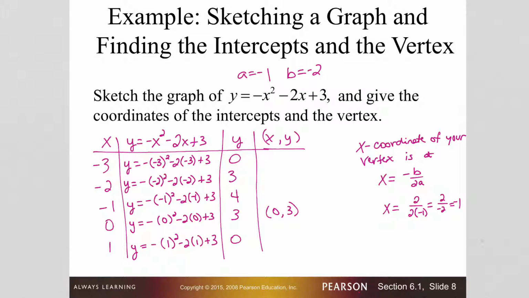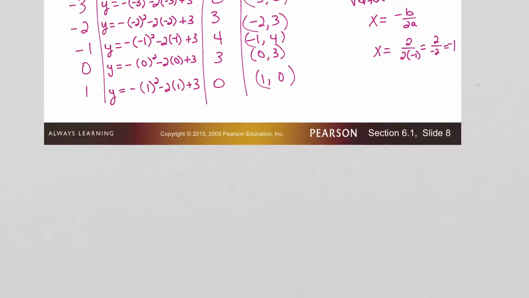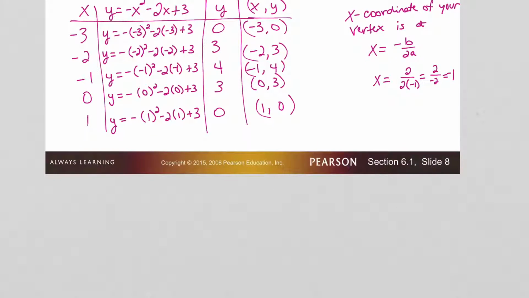Okay, so this is what I came up with. So now I'm going to plot these ordered pairs on my graph. Negative 3, 0, negative 2, 3, negative 1, 4, 0, 3, and 1, 0. Okay, so let me grab a graph real quick and then we will plot those.